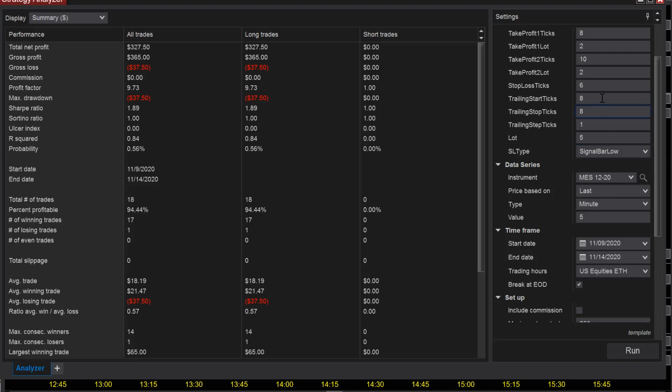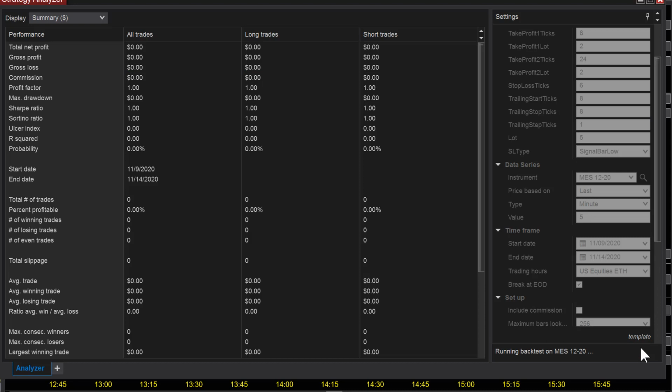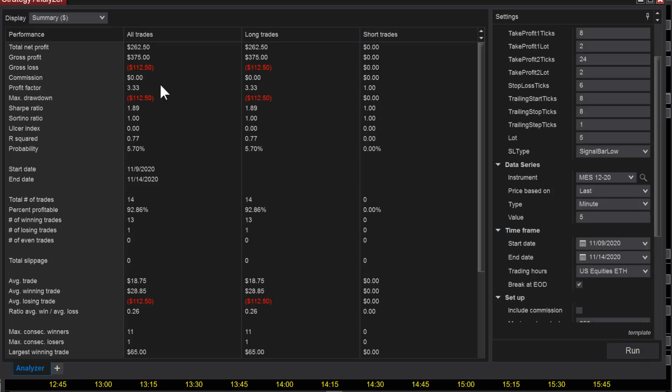Signal bar low. Trailing. I would like to be able to catch some bigger runners. 10 is second. You know what? Let me just go out here and see how far. Let's just put down 24. I just want to see what 24 looks like. 327. No. Profit factor dropped way off.